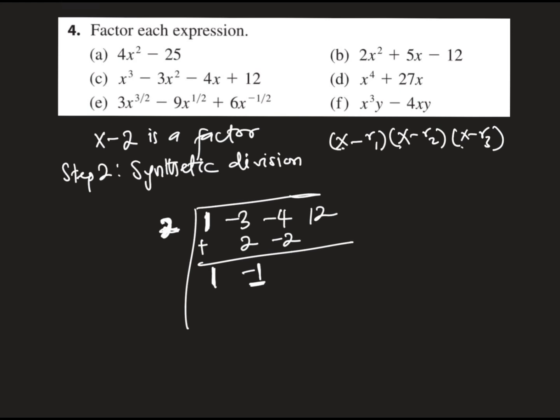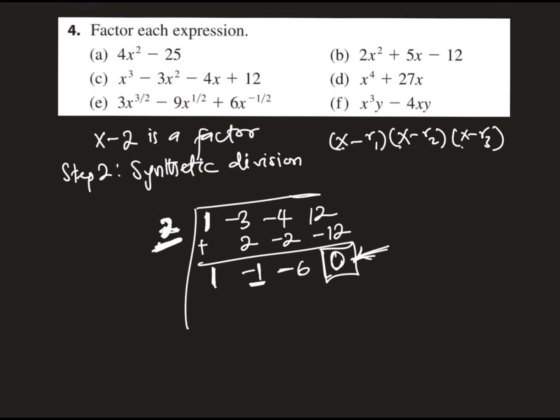Now you sum again. -4 plus -2, you have -6. Now you multiply by 2 outside, that is -12. Now +12, -12, you have 0. You must always get 0 here because you are using a factor. The remainder has to be 0. Because you said the one outside here is a factor, so the remainder has to be 0.